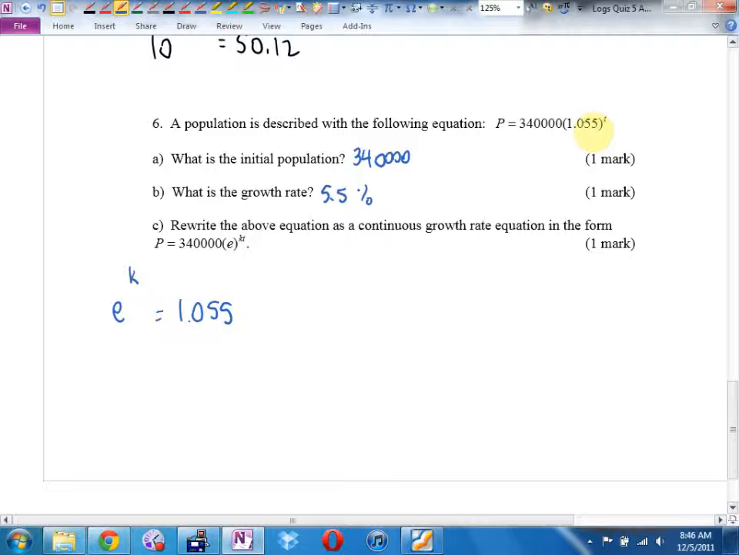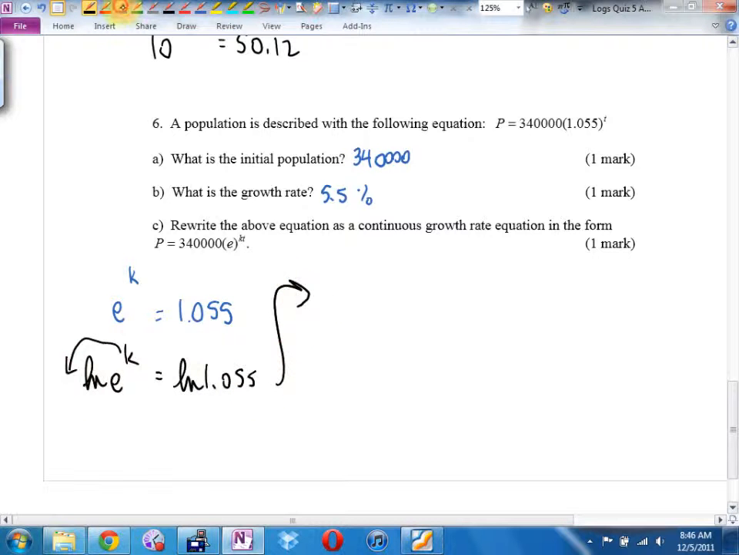Ln both sides. Ln of e to the k equals ln of 1.055, and that moves to the front. I get k ln of e equals ln of 1.055. Wonderfully, the ln of e is just 1. I get k equals ln of 1.055.